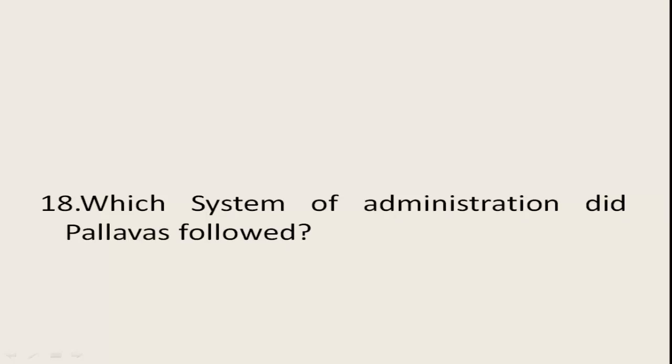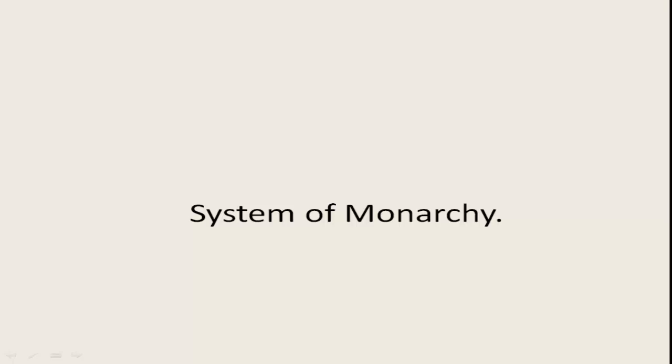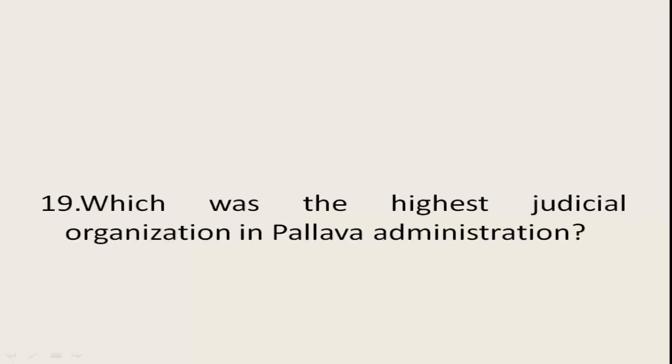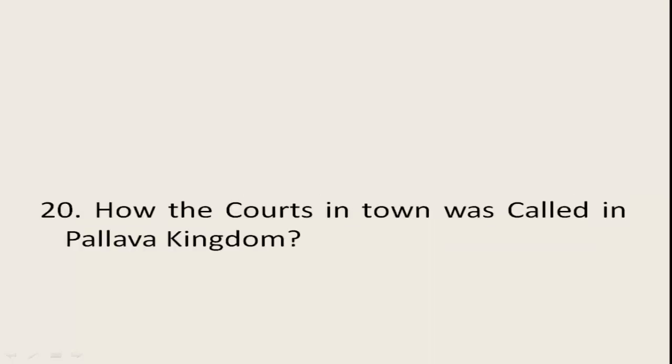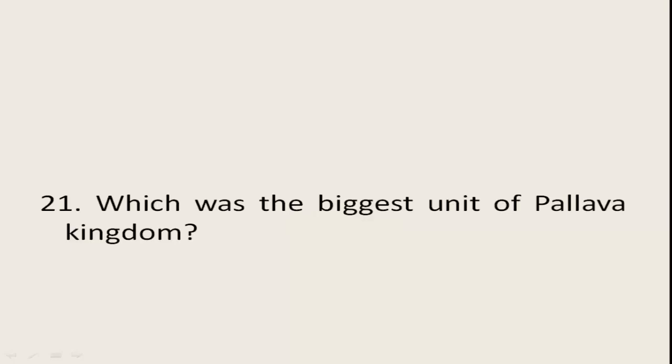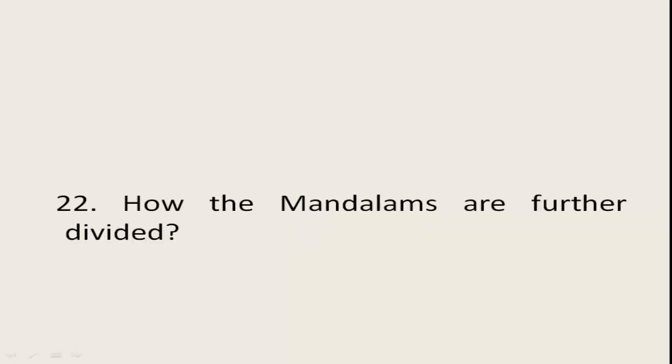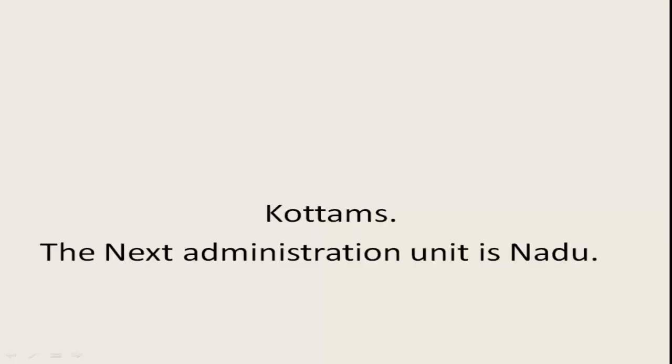Which system of administration did Pallavas follow? System of monarchy. Which was the highest judicial organization in Pallava administration? Dharmasena. How was the court in town called in Pallava Kingdom? Adikarnas. Which was the biggest unit of Pallava Kingdom? Mandalam. How are the Mandalams further divided? Kottams. The next administration unit is Nadu.